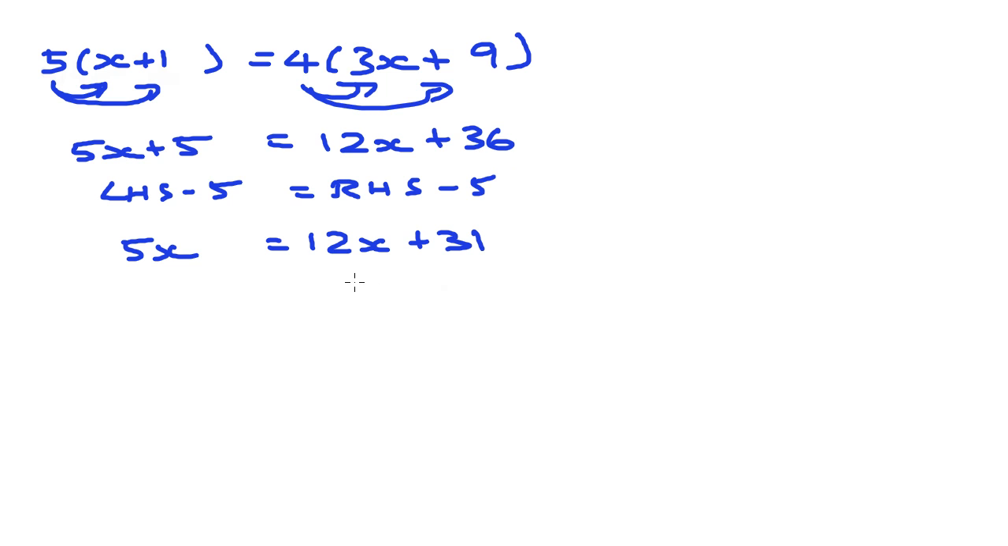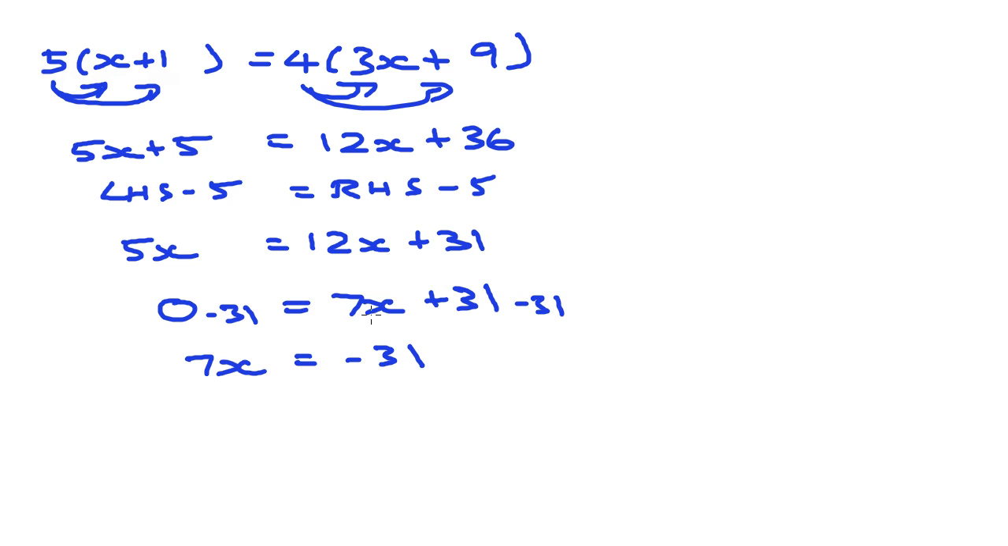Okay, so next thing we can do is we can minus 5x from both sides. So it becomes 0 equals 7x plus 31. So you know that 7x equals minus 31, because if you minus 31 from both sides, 0 minus 31 equals minus 31, and 7x plus 31 minus 31 becomes 7x.